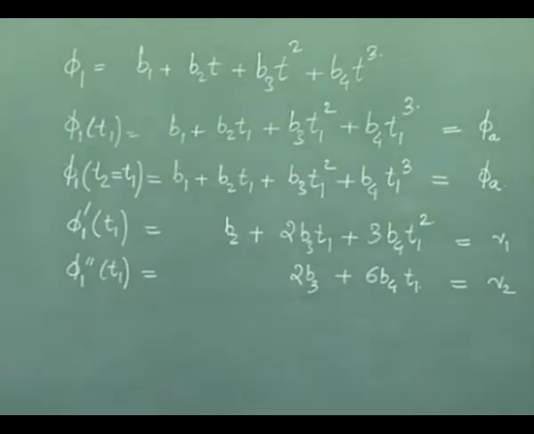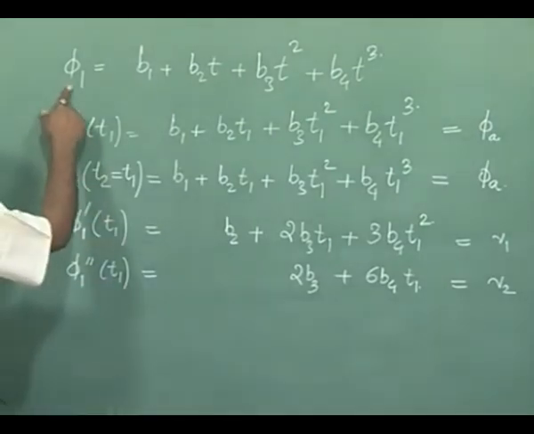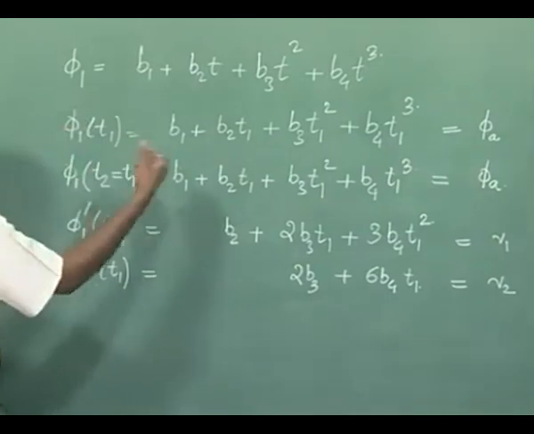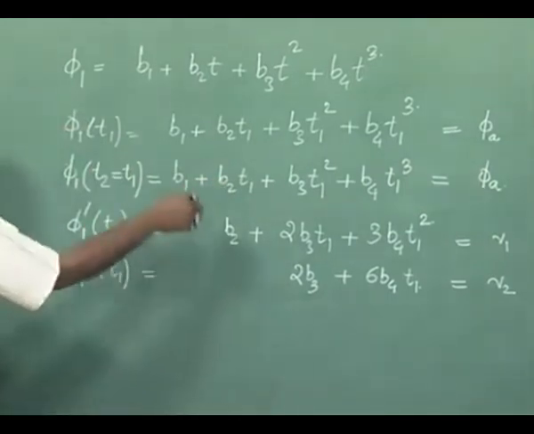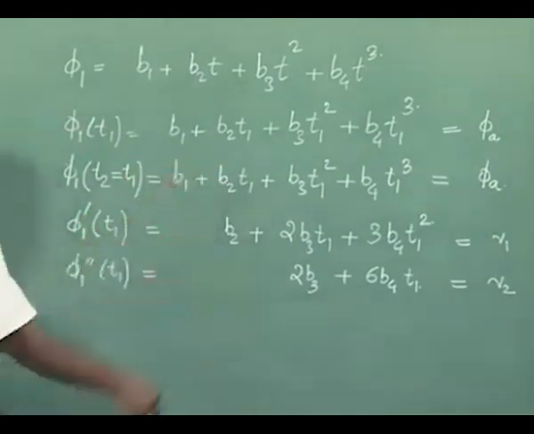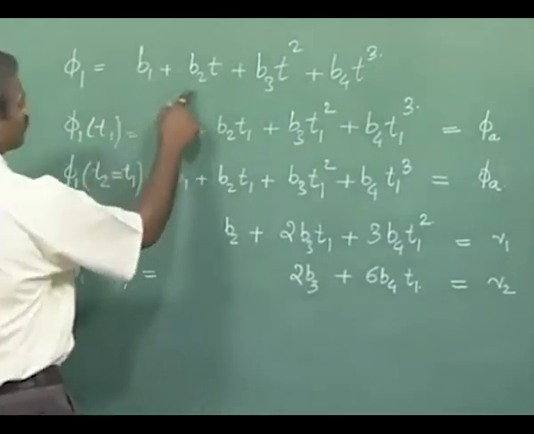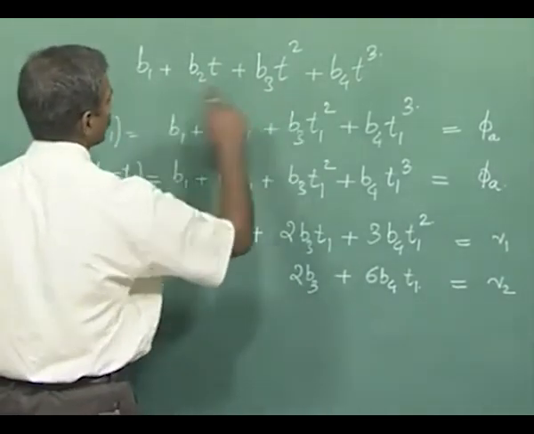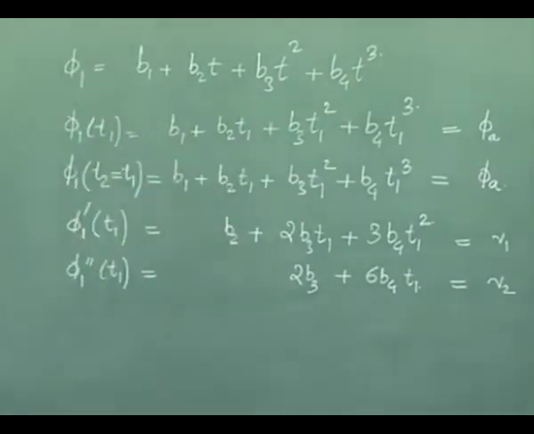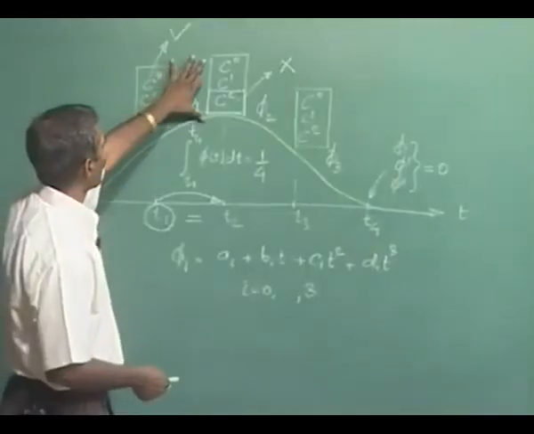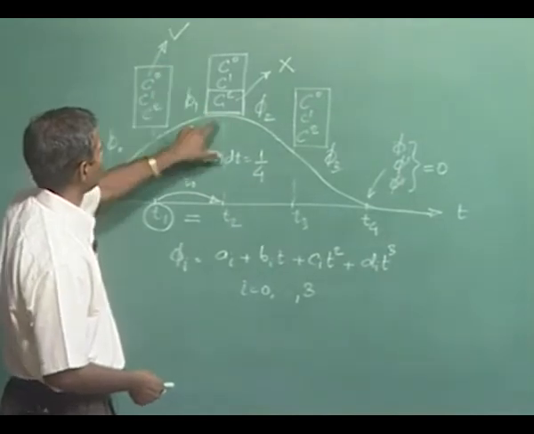I cannot presume beforehand that phi 1 will be quadratic or phi 1 would be cubic or anything like that. But one thing is for sure, I'll have to let go of one of these unknowns. What would that mean? That would mean that I'll have to let go of one of the three conditions at this junction point.